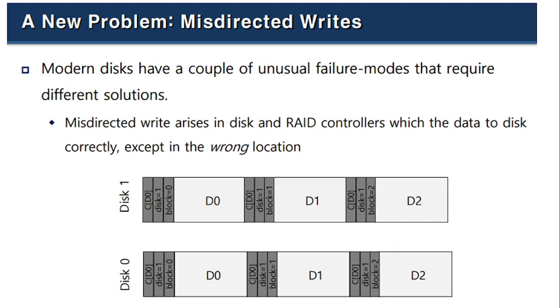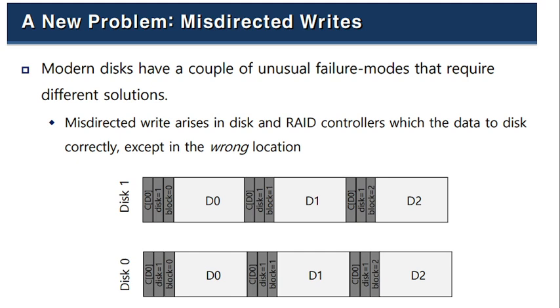And there are other methods. Here we are going to see a new problem, misdirected writes. Modern disks have a couple of unusual failure modes that require different solutions. Misdirected write arises in disk and RAID controllers, which write the data to disk correctly except in the wrong location, that is disk 1, disk 0, D0, D1, D2. D0, D1, D2 are the disks.